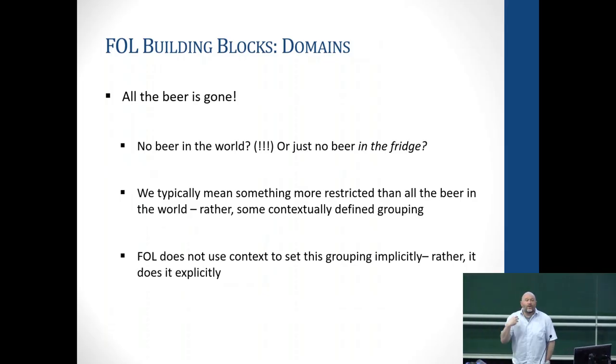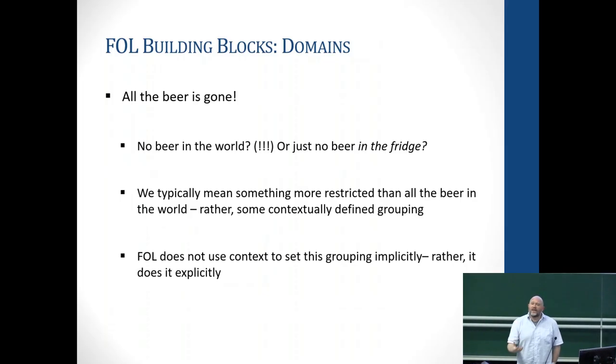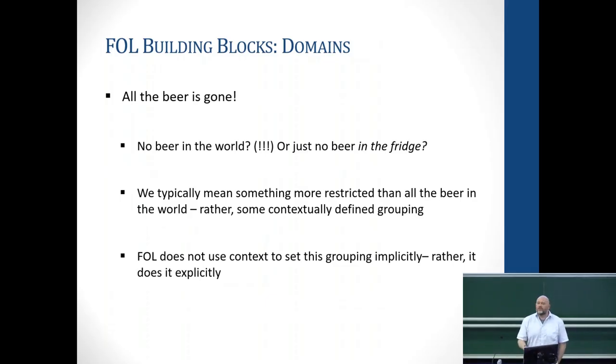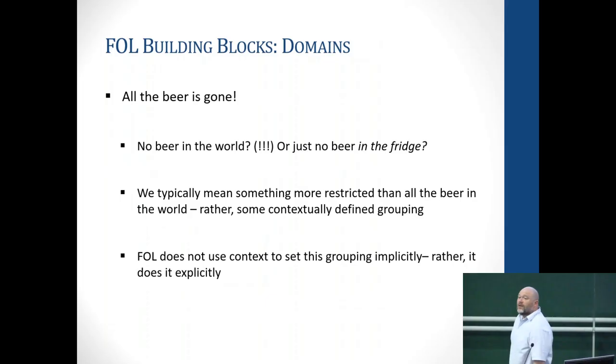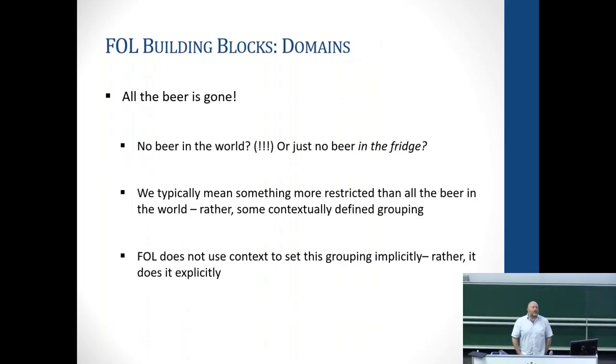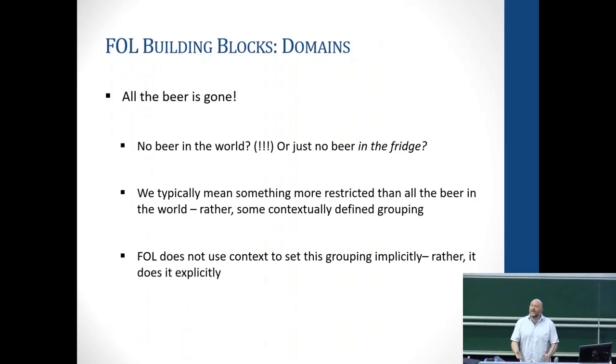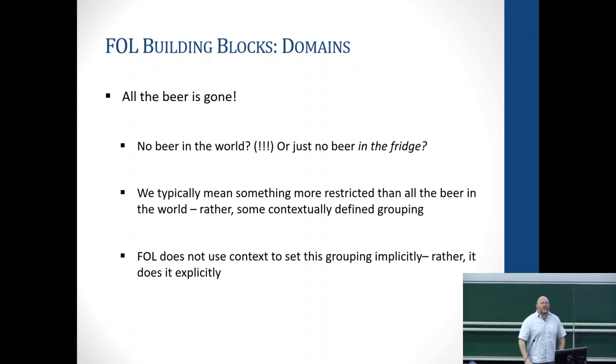So when I say all the beer is gone, there's a contextual restriction implicit in my statement. I'm saying there's no beer in the fridge. So in English, we typically restrict what we're talking about implicitly. Context does the job. Everyone's here. What do I mean by everyone's here? Well, I don't mean literally everyone in the world. I mean everyone in the class.